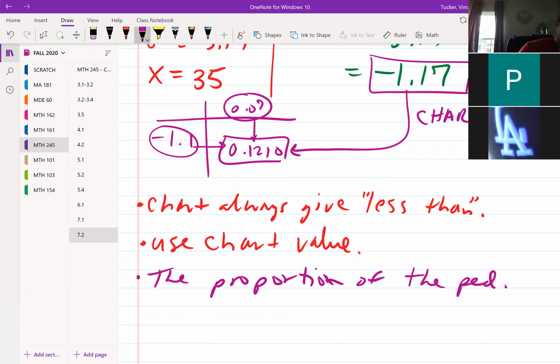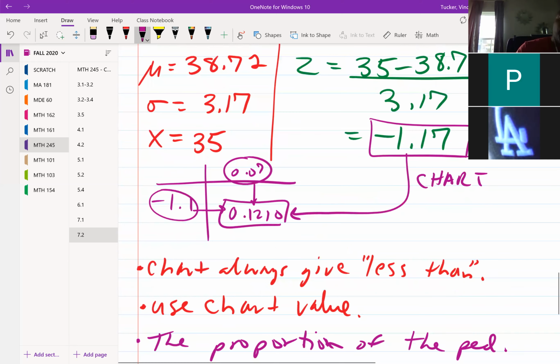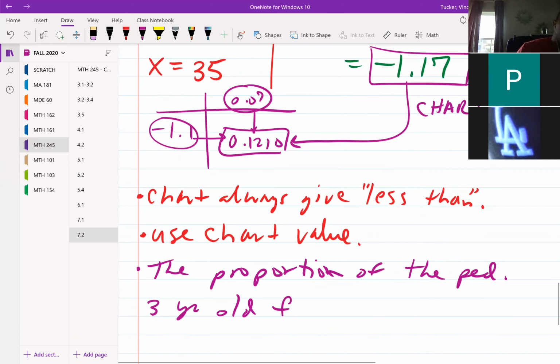So if it was asking for more, do you just subtract it from 1? Yeah, and I'm going to do an example of that as well. But yes. If the problem said greater, then we will subtract the chart value from 1.